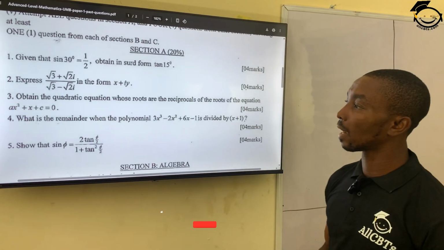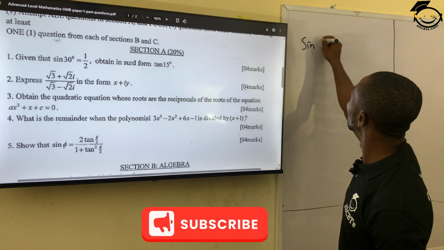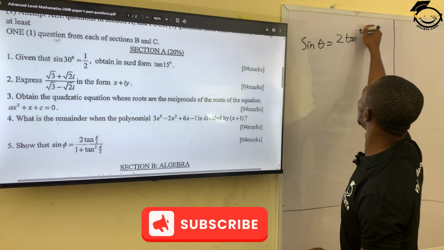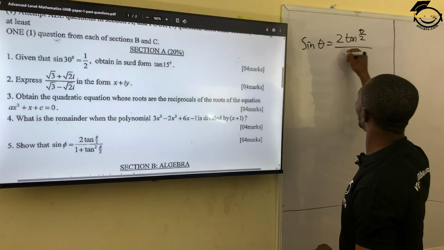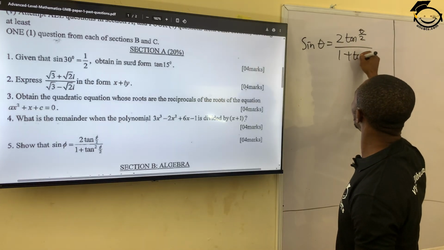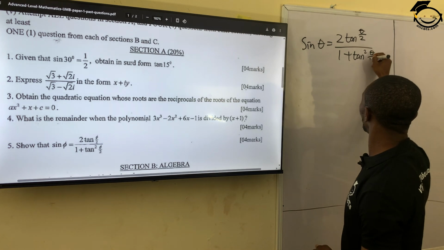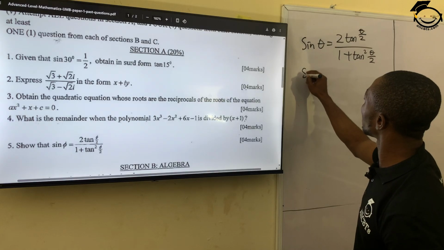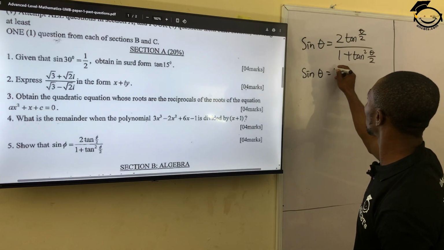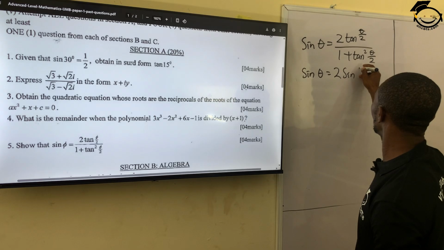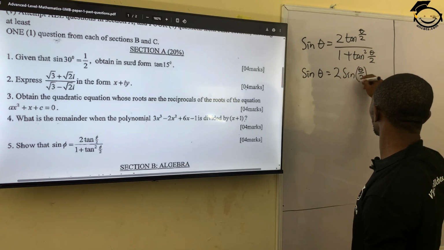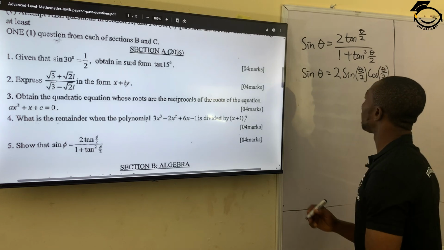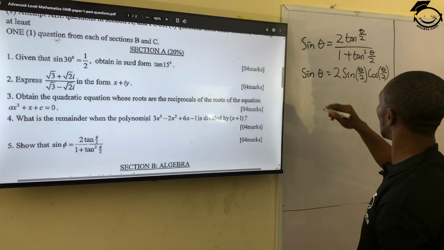Show that sine theta equals 2 tan theta over 2 all over 1 plus tan squared theta over 2. Now using our double angle formula that says that sine theta equals 2 sine theta over 2 cos theta over 2. Okay, now let's express this in tan.